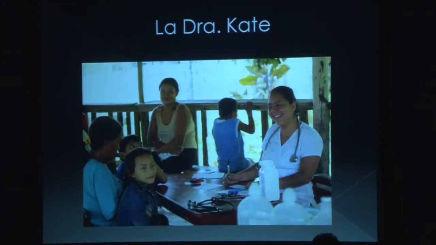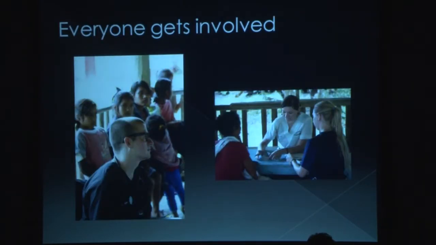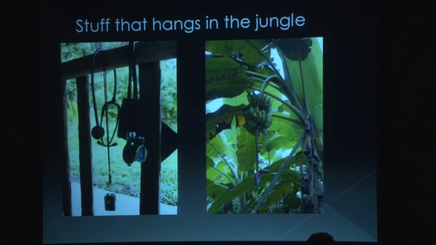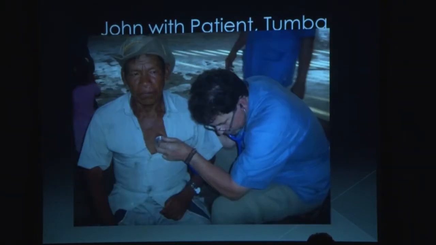This is a lady we had in January who was brought to us again, comatose, severely dehydrated, paralyzed, massive ulcers on the hips, both hips. We were able to stabilize her, get her to the hospital. She survived. She won't be able to walk. One of my friends, Dr. Kate, some of our students, things that hang in the jungle.